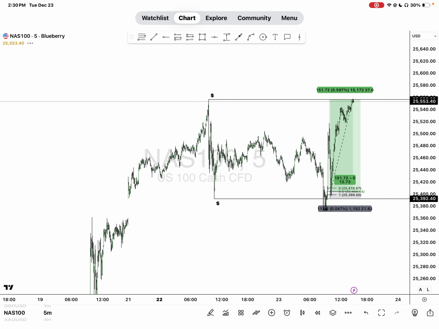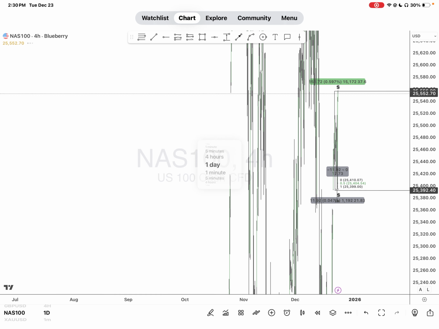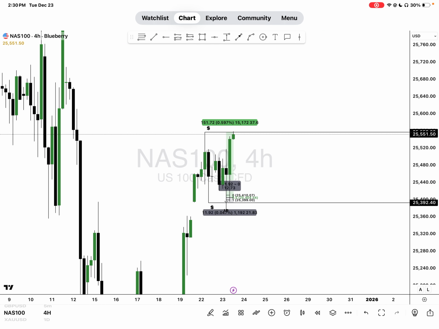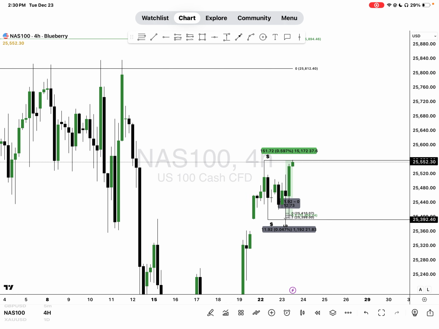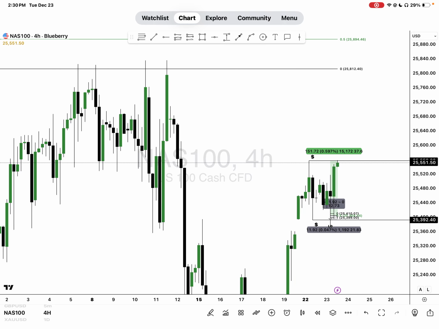All right. So those are the two trades that I took on the NASDAQ earlier. I could definitely see this going higher. Obviously, we are in a bullish trend, but seeing that the markets are going to close pretty soon, I'm going to be a little bit more on the conservative side and sit on the sidelines and see what happens from here.